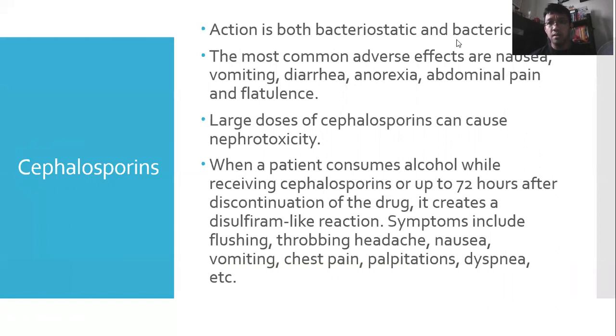So when we say bacteriostatic, again, it prevents proliferation. It prevents the bacteria from further multiplying. At the same time, it also kills the bacteria. The most common adverse effects are nausea, vomiting, diarrhea, anorexia, abdominal pain, and flatulence. When we say anorexia, that is loss of appetite, but that doesn't mean that the patient has that psych disorder, anorexia nervosa. That's different.